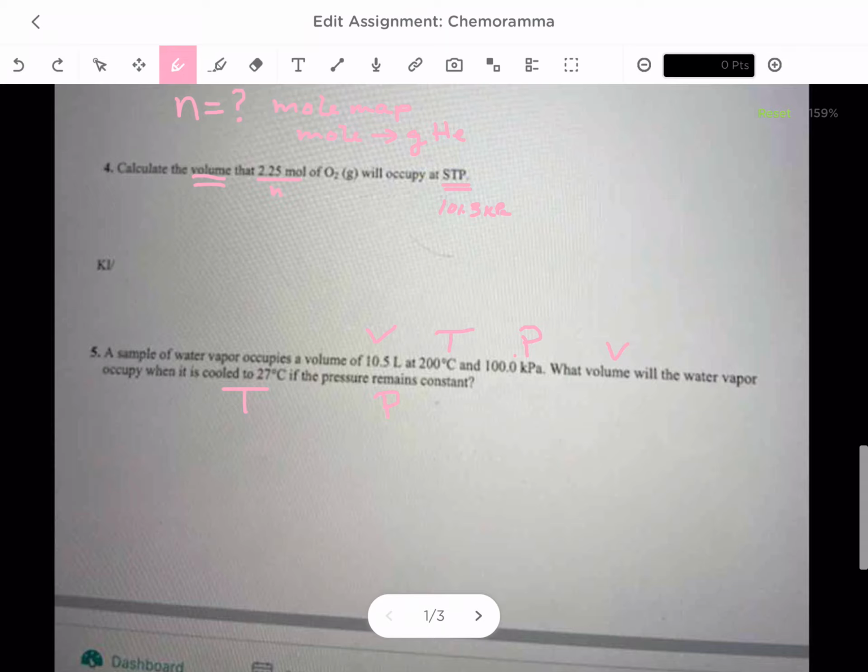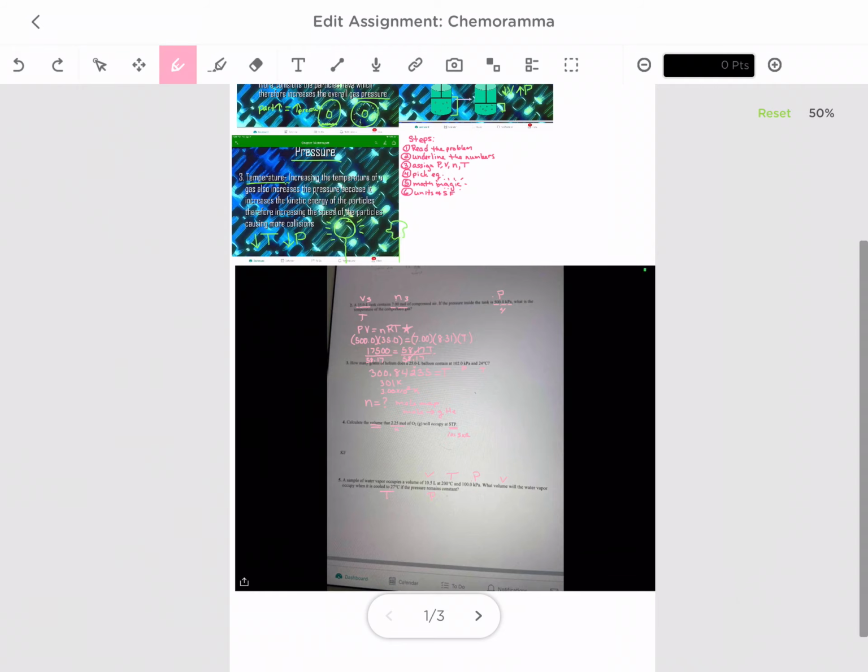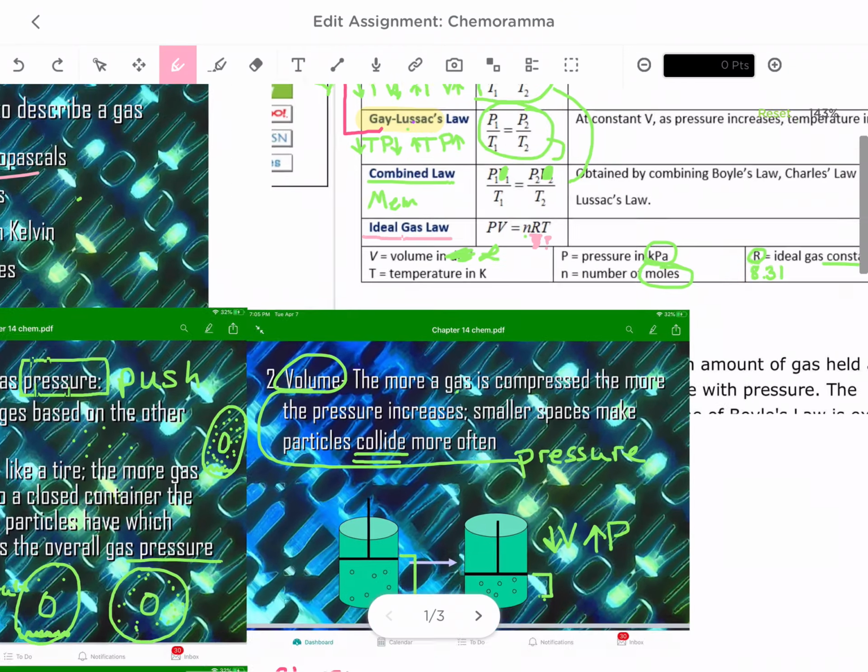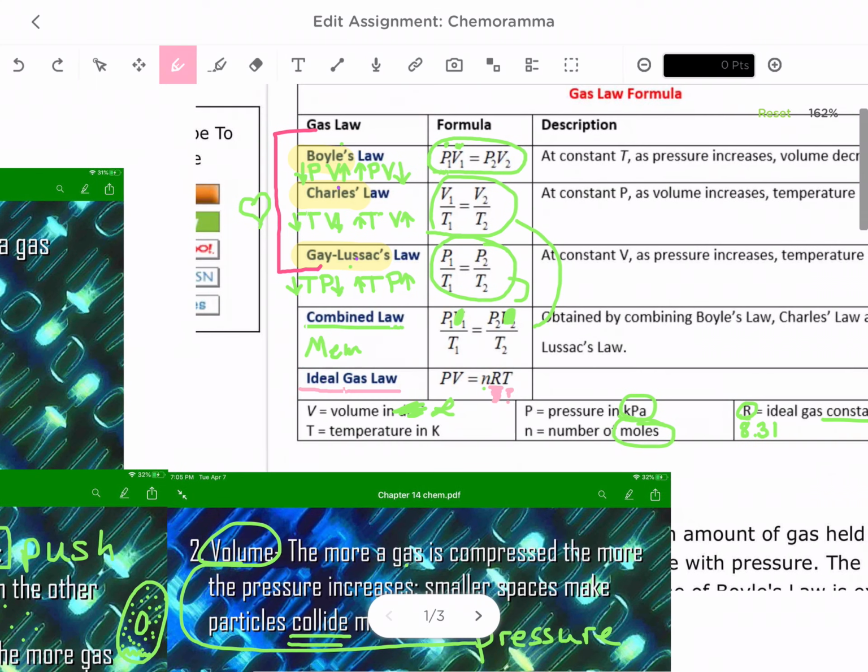Look at the variables you have. You have volume, temperature, and pressure, and then you also have volume, temperature, and pressure. This is not a PV equals nRT. Which one of these gas laws has a pressure, volume, and temperature, and then another pressure, volume, and temperature? Oh yeah, combined gas law right there. So you're looking at your initial conditions and then your final conditions, and you're actually solving for V2 there.